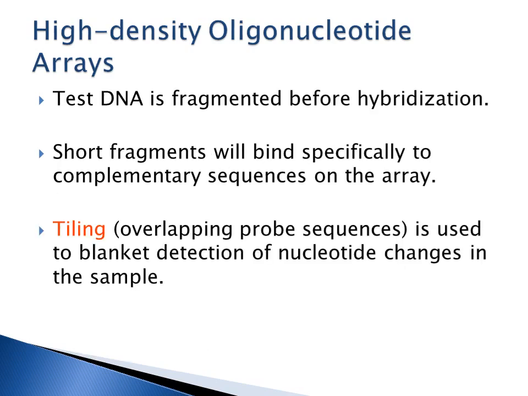So then your test DNA is going to be fragmented before you hybridize. You're going to expose your DNA to an enzyme to cut it into pieces. These short pieces are going to bind only to the complementary sequences that are immobilized on your array. You can do tiling or overlapping probe sequence to do a blanket detection of nucleotide changes in the sample. So you can use various probes on the same array, so that you can look at many different types of nucleotide variations all at the same time.